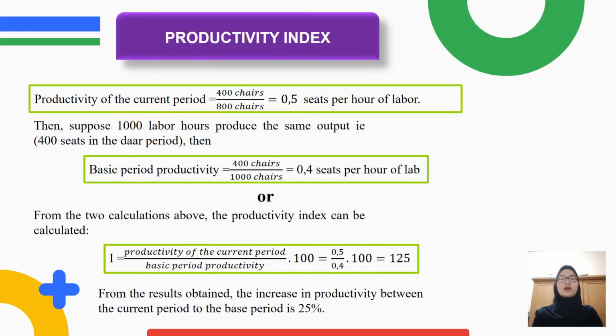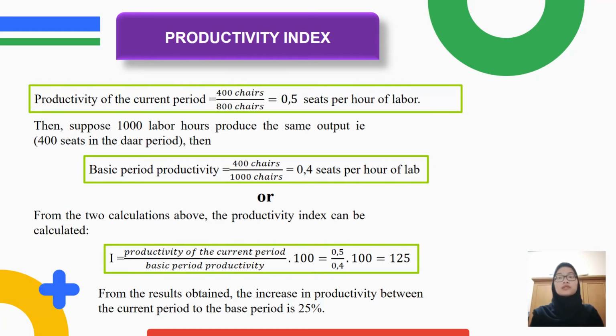Then the productivity of the current period is 400 chairs per 800 chairs equals 0.5 seats per hour of labor. Then suppose 1,000 labor hours produce the same output, or 400 seats in their period. Then basic period productivity is 400 chairs per 1,000 chairs equals 0.4 seats per hours of labor.